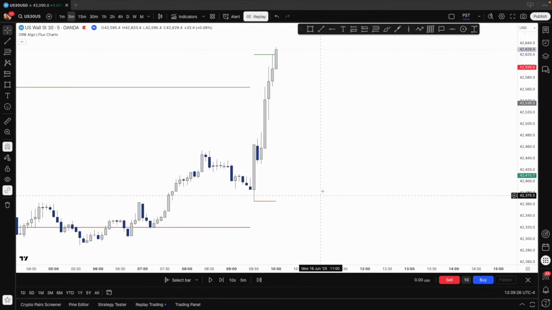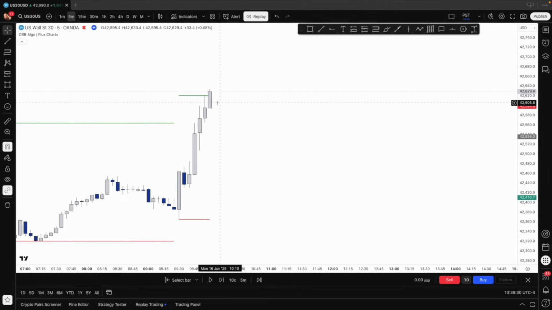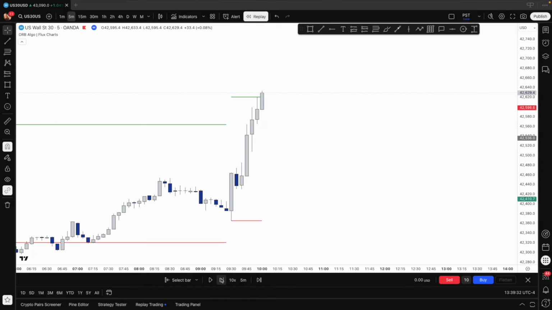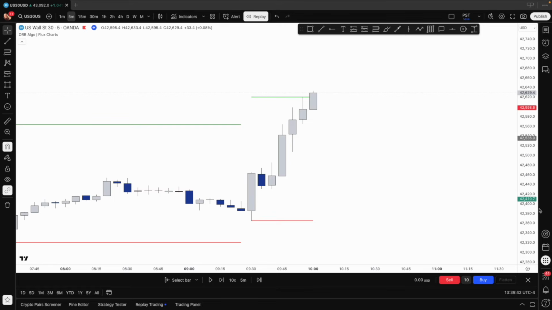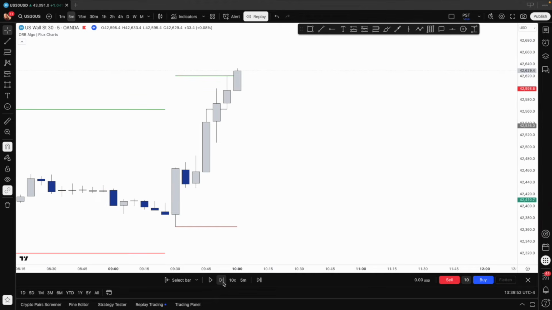There we go. So there's our first 30 minutes. And immediately we swept the highs right over here. So now we wait for the first fair value gap to form. There's a really small fair value gap right over there. If we zoom in, you can clearly see this right over here. Extremely small. So that's our first fair value gap.